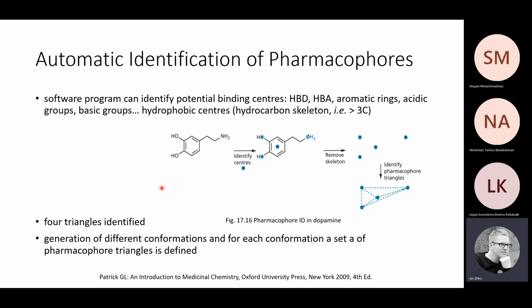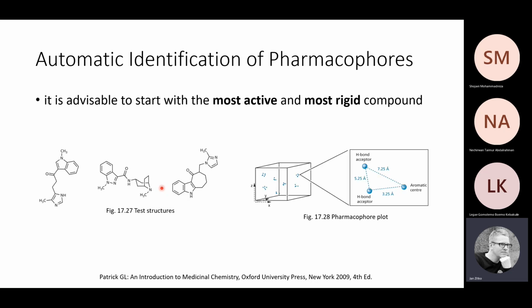Okay, this slide is just to give you the information that there are actually many automated software tools which can do the pharmacophore identification and then do the pharmacophore-based search for you. So that's all I want to say here. All right, this automatic identification process should be automatic, of course. So they have to decide.